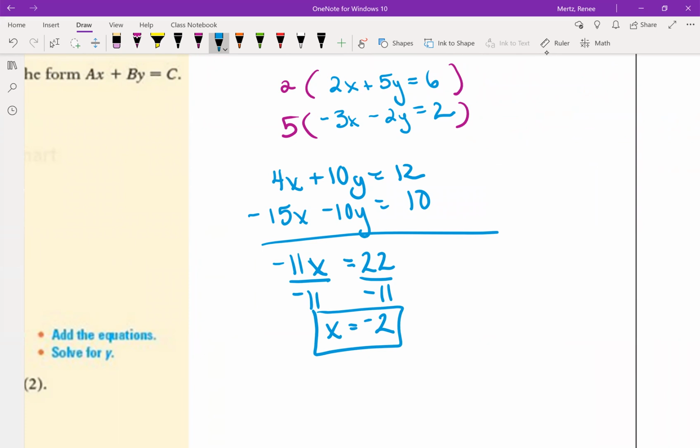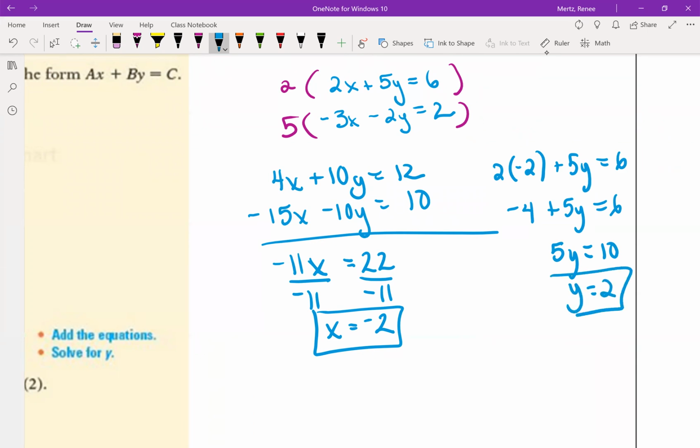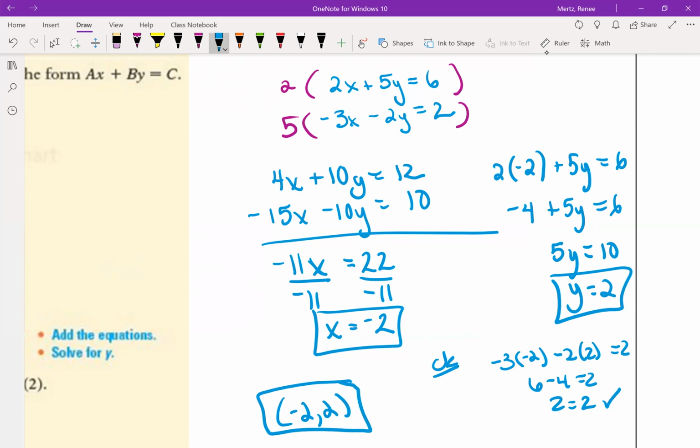I'm getting x equals -2. I'm going to take that answer and plug it into either original. I got y equals 2. I'm going to check in the other equation. I get 6 minus 4 equals 2. 2 equals 2. All good. Success. Our answer is -2, 2. Again, just like with substitution, you can write it as a coordinate also if you want. Or you can just box your x's and your y's.